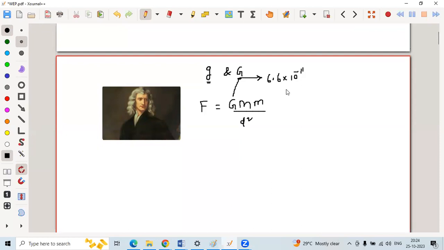Will it depend on planet to planet? No, it is the same everywhere. That's why it's called the universal gravitational constant. Wherever you go in the world, it is the same constant, the same number. Then what is small g? Acceleration due to gravity on a particular planet. It varies from planet to planet, whereas capital G is constant on every planet.